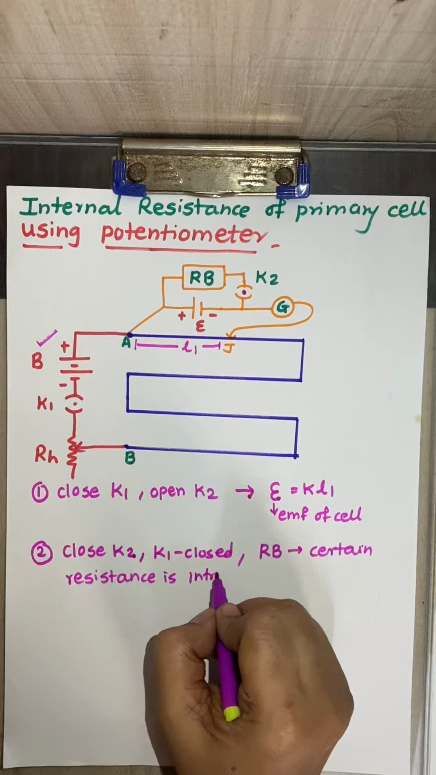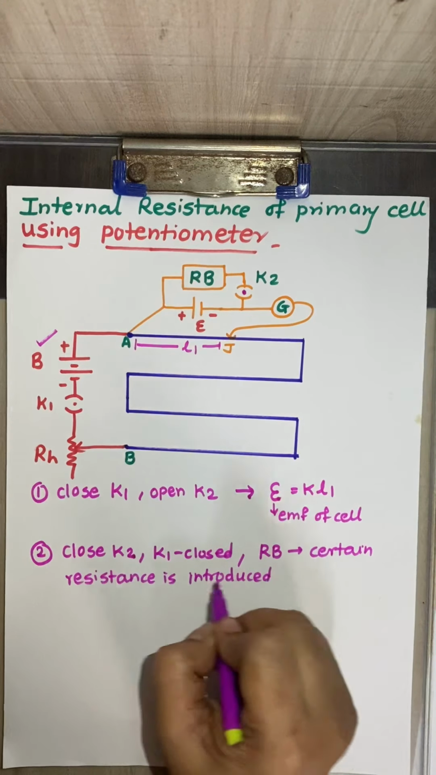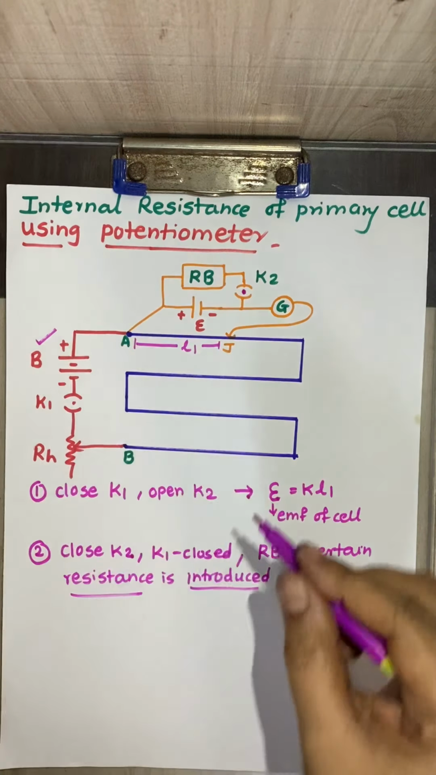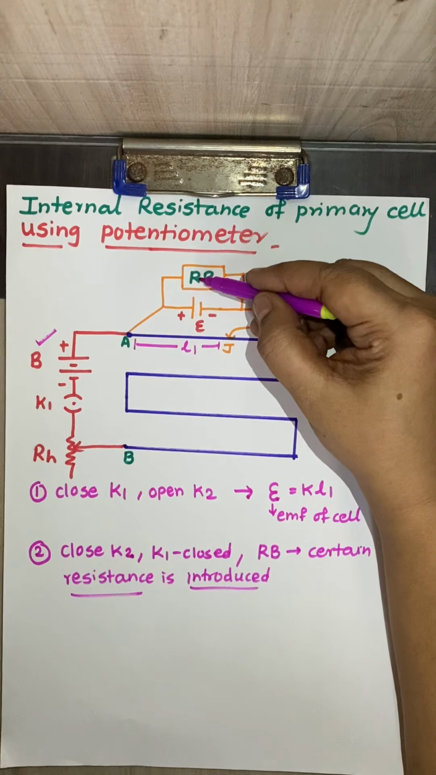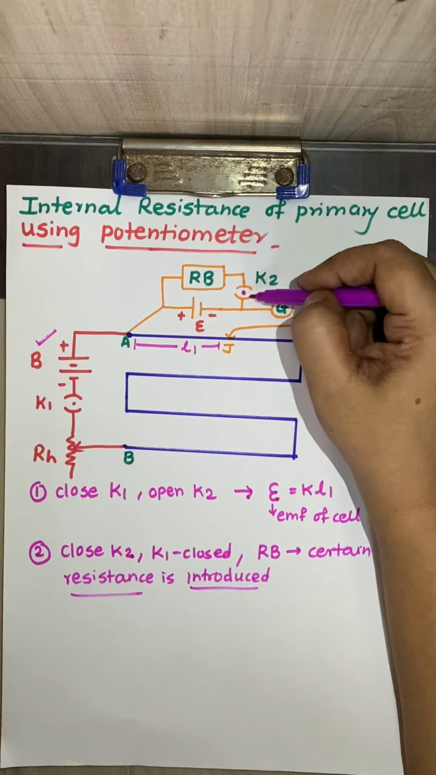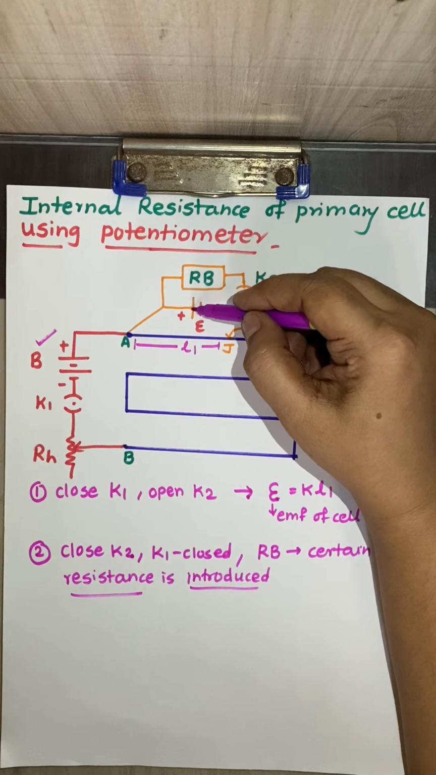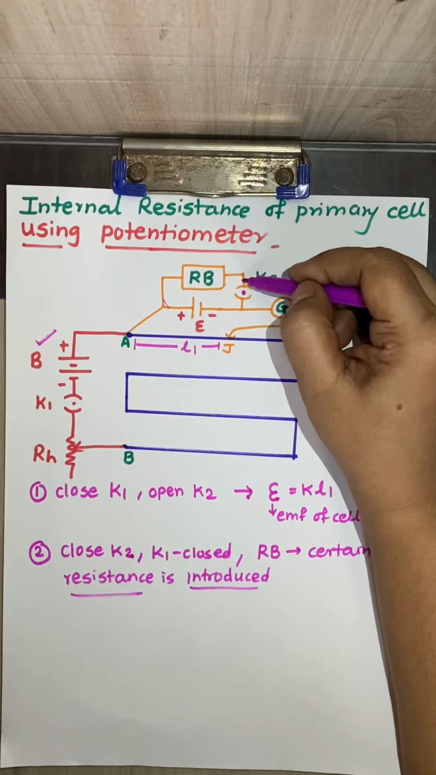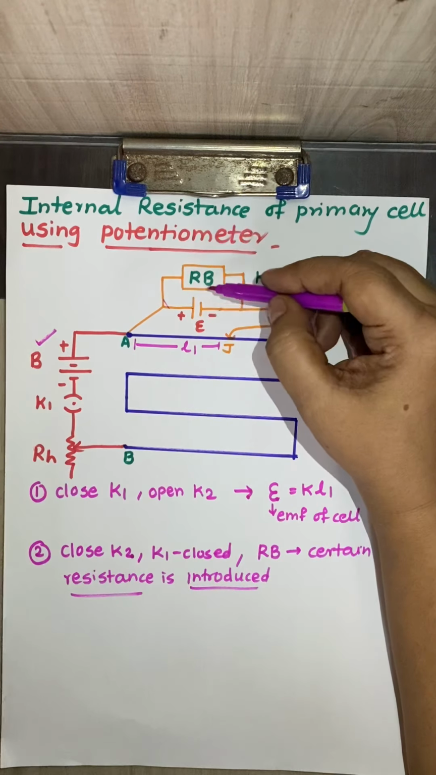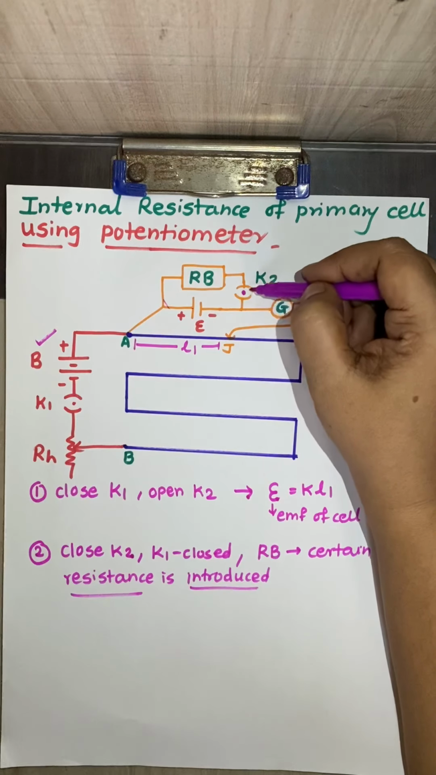Or we can say that introduced. Okay, certain resistance is introduced. Now what happens? As soon as we introduce a certain resistance in this resistance box and K2 is closed, now the cell starts sending the current through the circuit. Previously, the cell was not sending the current because K2 was not pressed in the first case.